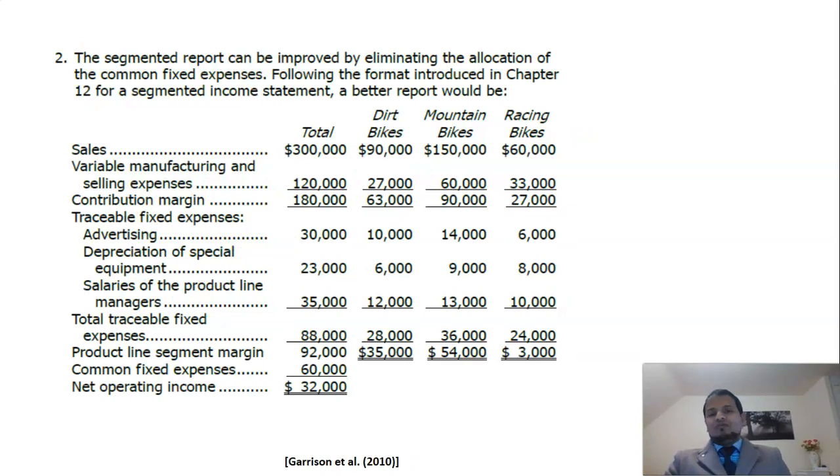So is there any other way that we can present the information to evaluate the performance of the divisions? So yes, we can recast the data based on the costs which are relating to a particular division. So these are sales and variable expenses. If we deduct, then we can get contribution margin, and these are the costs relating to the particular product. Okay, and depreciation, this is also relating to this division, and salaries of the product line manager is also relating to the divisions. All right, so these are the traceable fixed expenses.